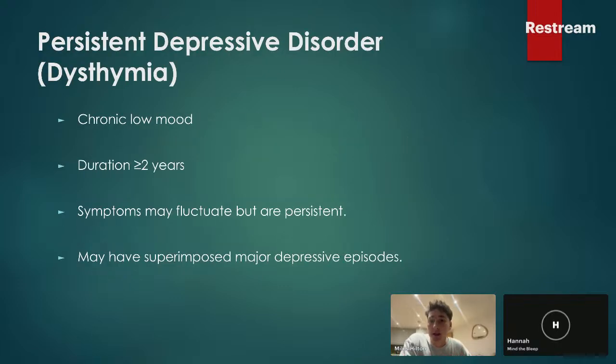Moving on to persistent depressive disorder, dysthymia. This is a chronic low mood, so the depressive symptoms are chronic and they last for 2 or more years. The symptoms may fluctuate throughout those 2 years, but they are persistent. And they may have superimposed major depressive episodes within that 2 years. So a constant chronic low mood with possible superimposed major depressive episodes within that.